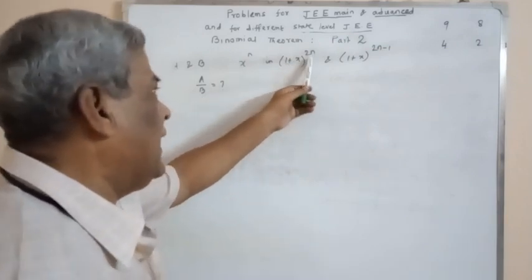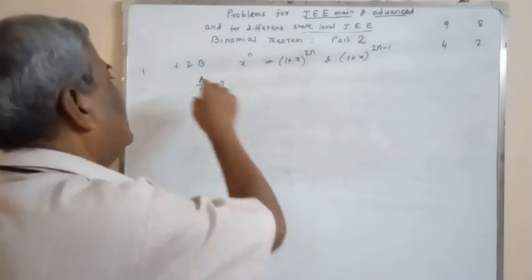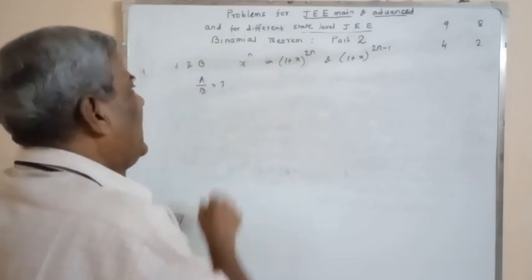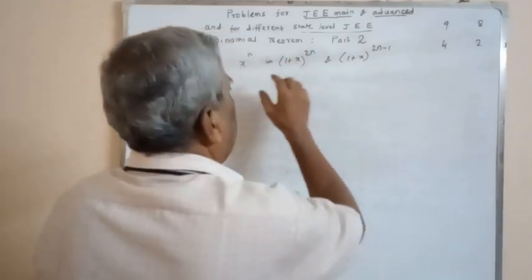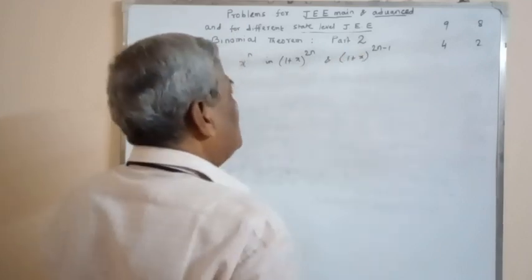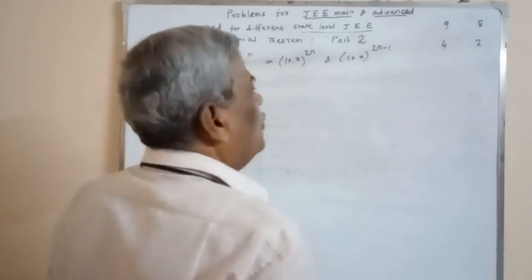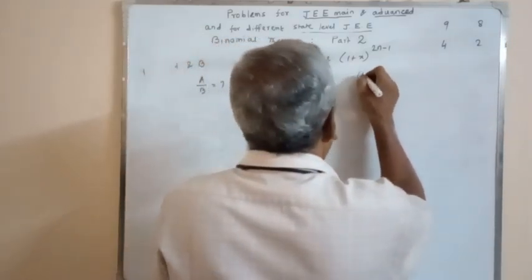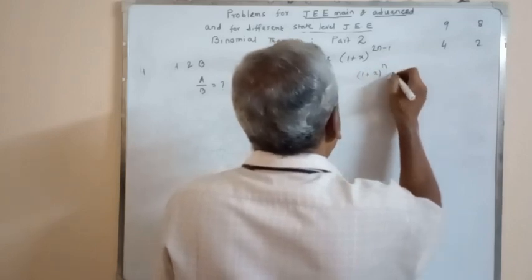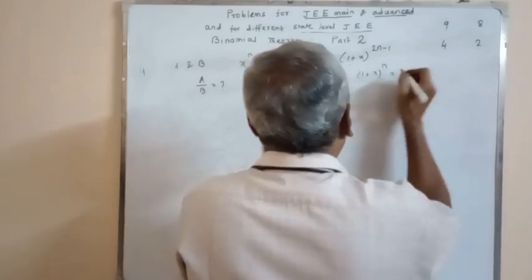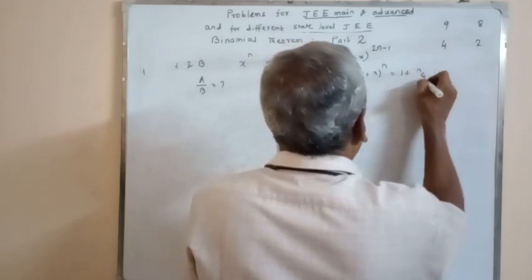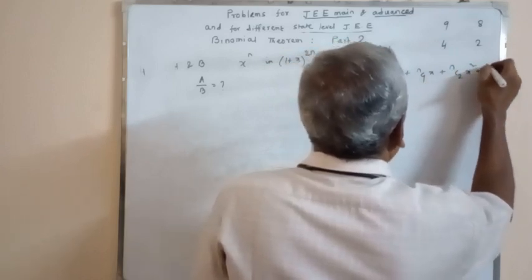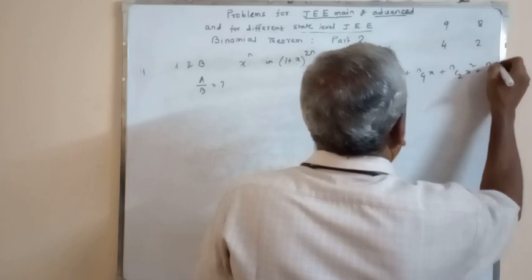This is one binomial, another binomial, and A is the coefficient of x to the power n in that, and B is the coefficient of x to the power n in that. In that case A by B is how much? Last day we have seen that 1 plus x to the power n, when it is expanded, is 1 plus nC1 into x plus nC2 into x square plus nC3 into x cube and so on.